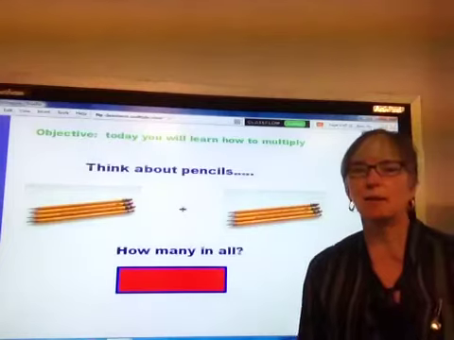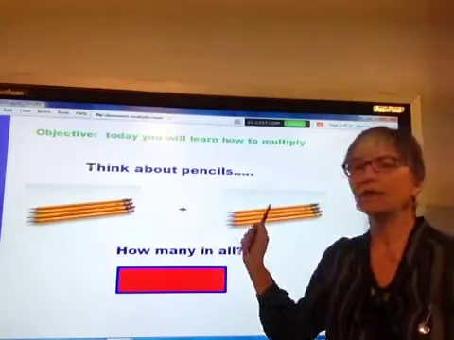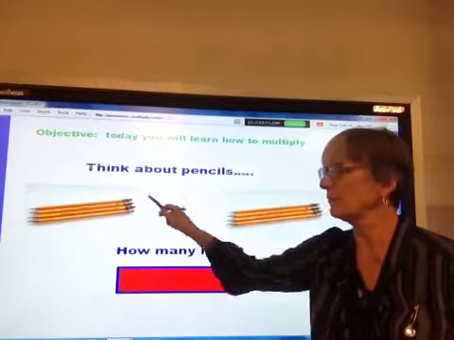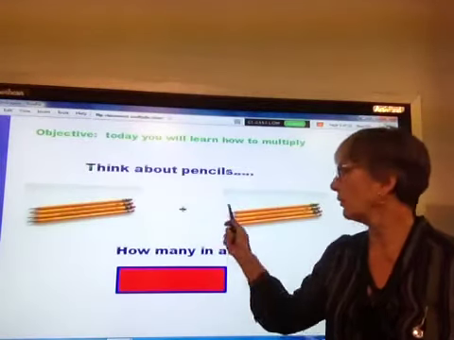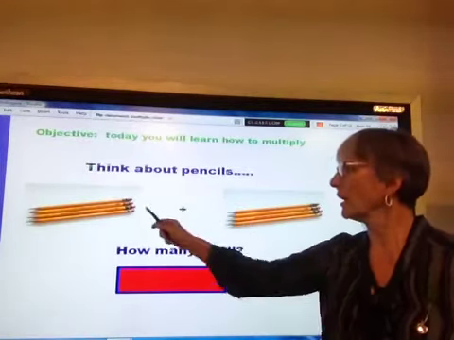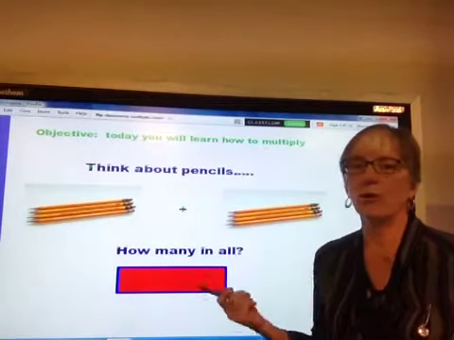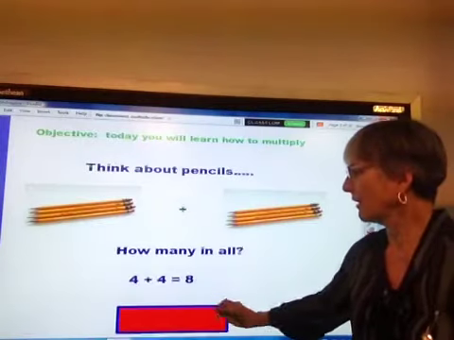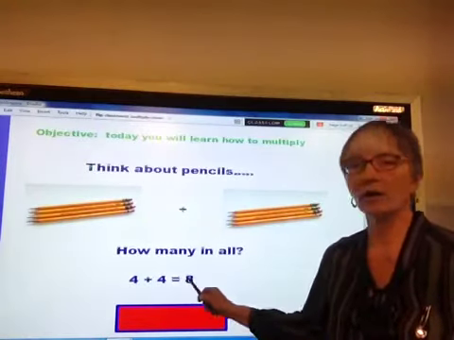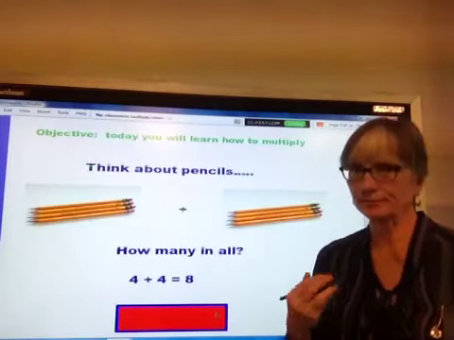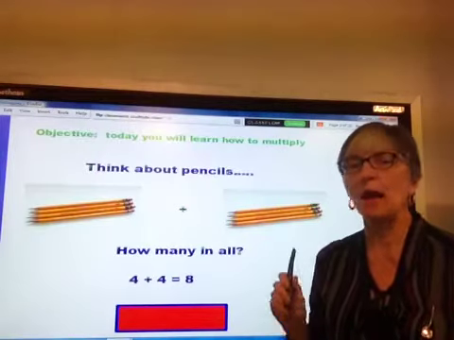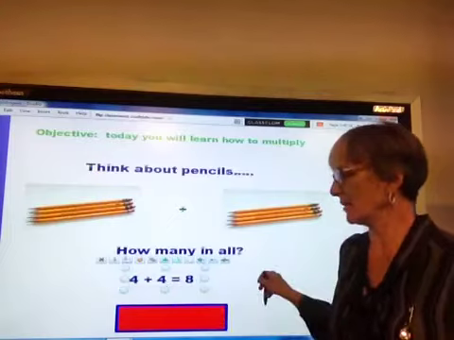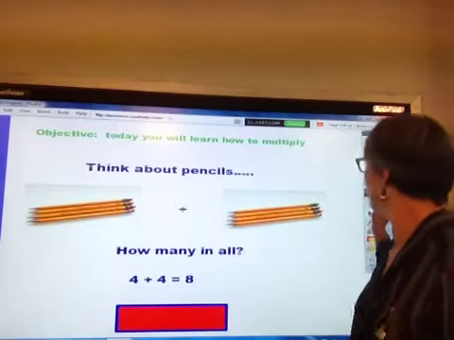So I'd like you to think about pencils. If you look, I have two groups of pencils here. There's 1, 2, 3, 4 in each group. 4 plus 4. How many in all? Well, that's easy, right? We look at it. 4 plus 4 equals 8. We understand that. Where it comes in with multiply is we have the same number that we are adding.